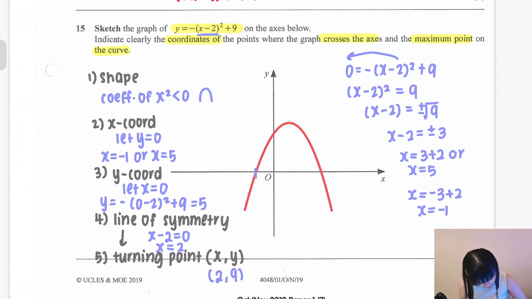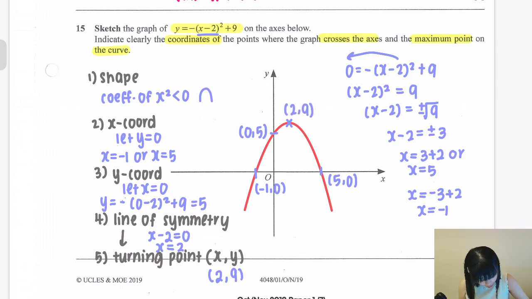So here is negative 1, but they want coordinate form, so I will put negative 1, 0. Here is 5, 0. Here, where it cuts the y-axis is at y is 5. Where y is 5, your x is actually 0. So it's 0 and 5. And then your maximum point here is 2 and 9.